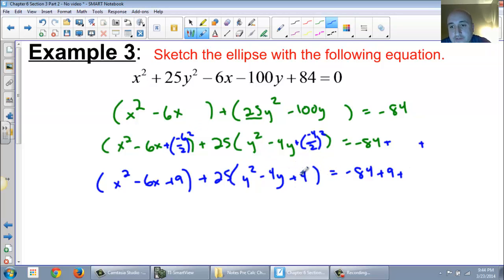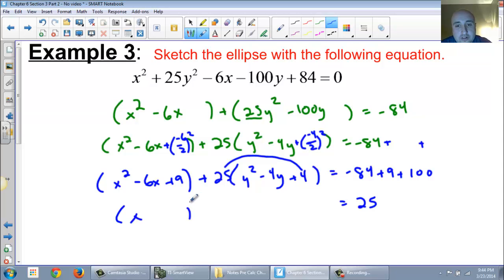I need to do 25 times 4. So I actually need to multiply these together. So 25 times 4 is 100. Okay, so let's see what we have here. -84 plus 100 plus 9 turns out to be 25. Okay, so now let's see what we have.